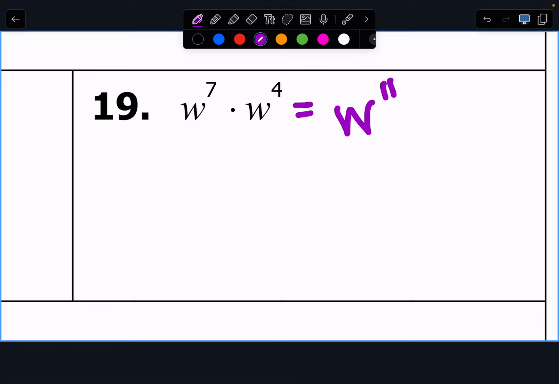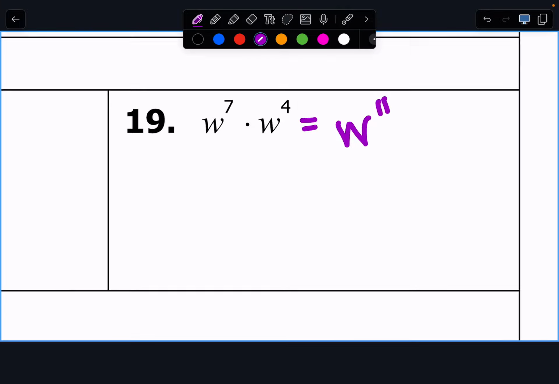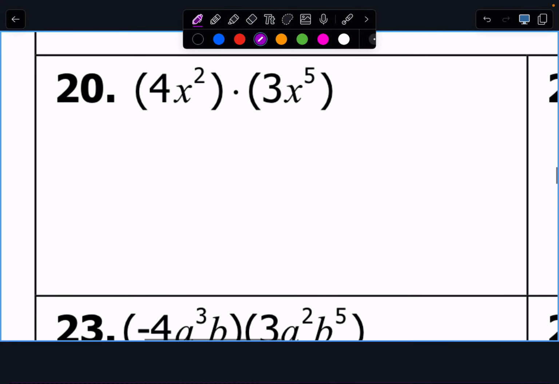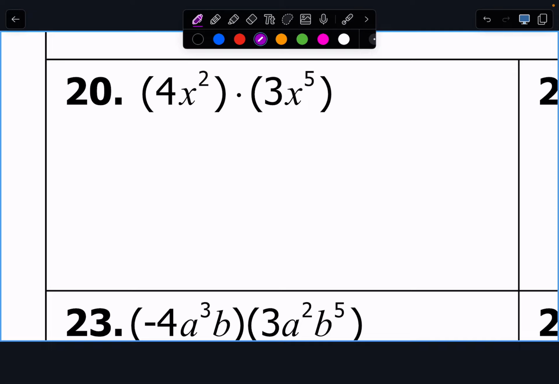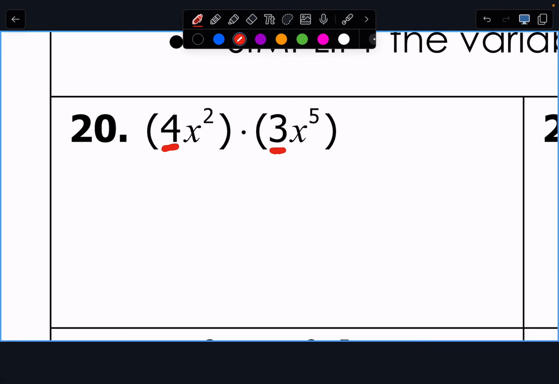What happens when there's a coefficient on our monomial? So let's come down here to number 20. We have 4x squared times 3x to the 5th. 4 times 3 is still 4 times 3. What is that? 12. Okay, so 4 times 3 is still going to give us 12. And then we're going to do our rule for the x squared times x to the 5th. That would be x to the 7th.